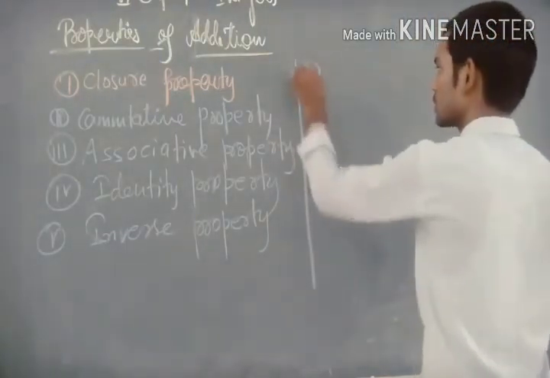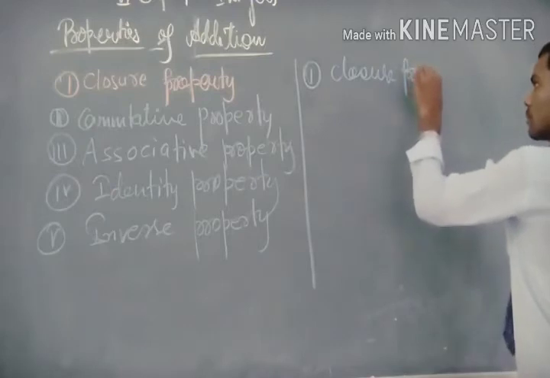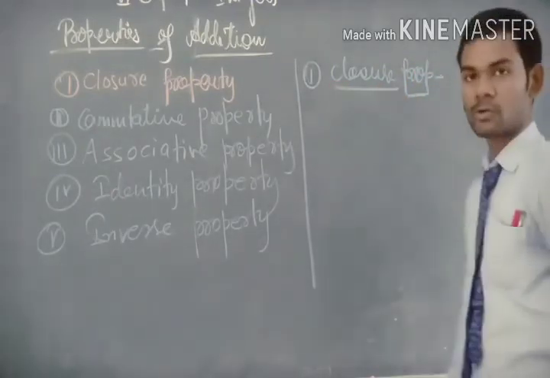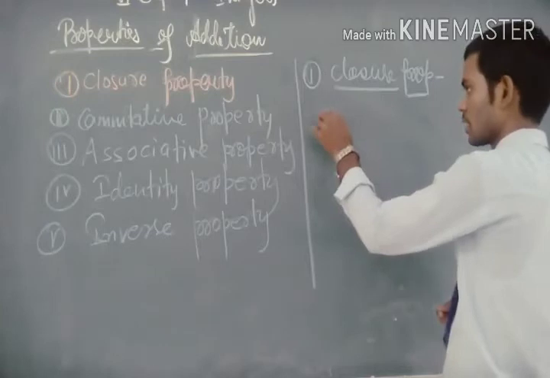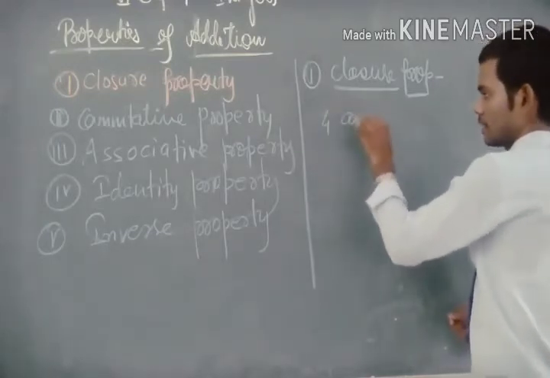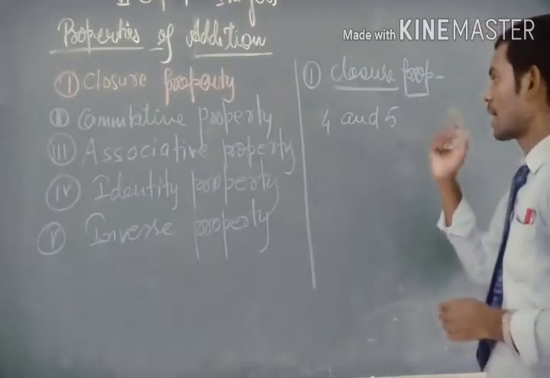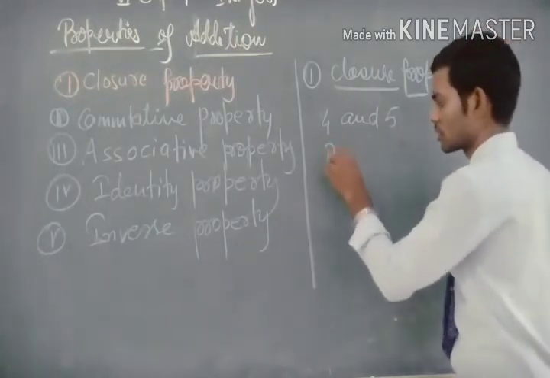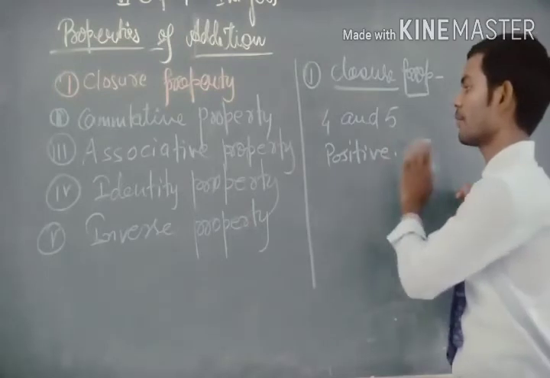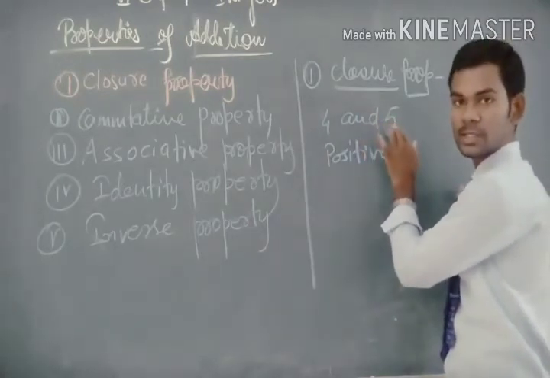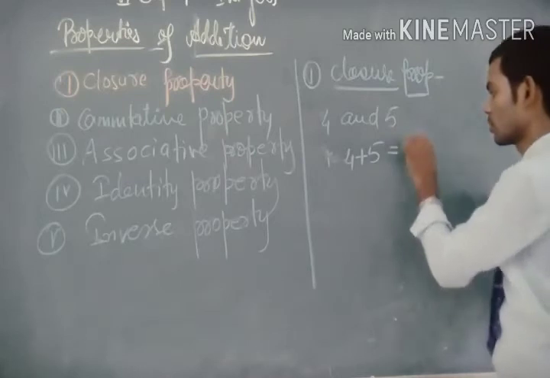The first is closure property. Let's see what the closure property is. Suppose that we have two integers, 4 and 5. Here 4 and 5 are two integers and both are positive. So if we add these two integers, then we get 4 plus 5 is equal to 9.